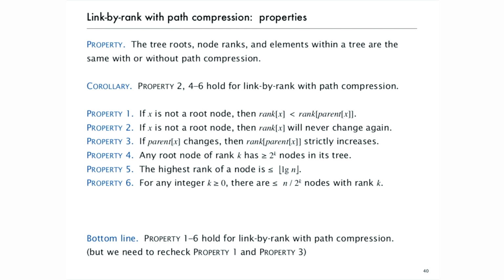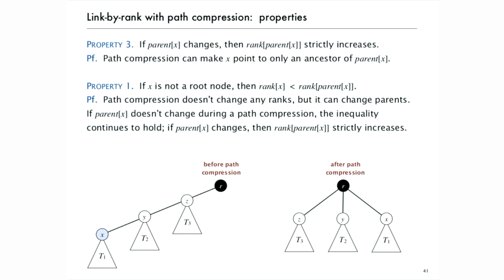I don't know why it says property 1 and 3, but this is again the same thing. If parent of X changes, then it is strictly increasing. Path compression can make X point to only an ancestor of parent of X. That's it.